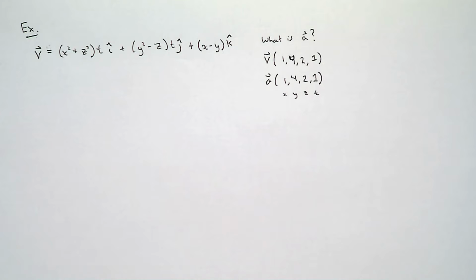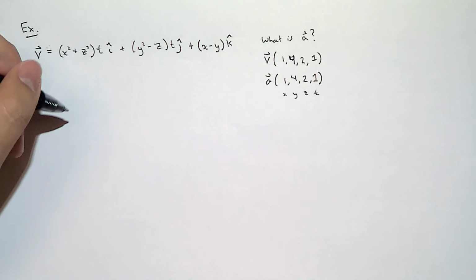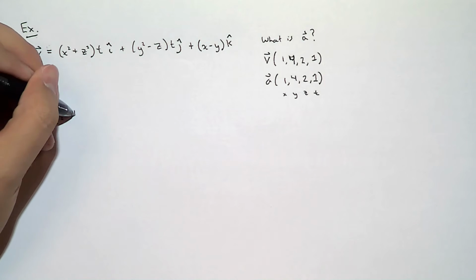First off, what's the relationship between velocity and acceleration? Acceleration is the derivative of velocity with respect to time. Good. So we know where to start, right? We know that acceleration is the derivative of velocity with respect to time.